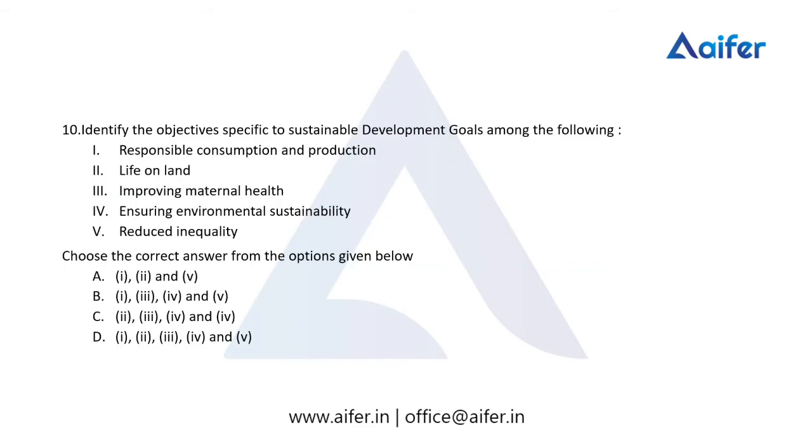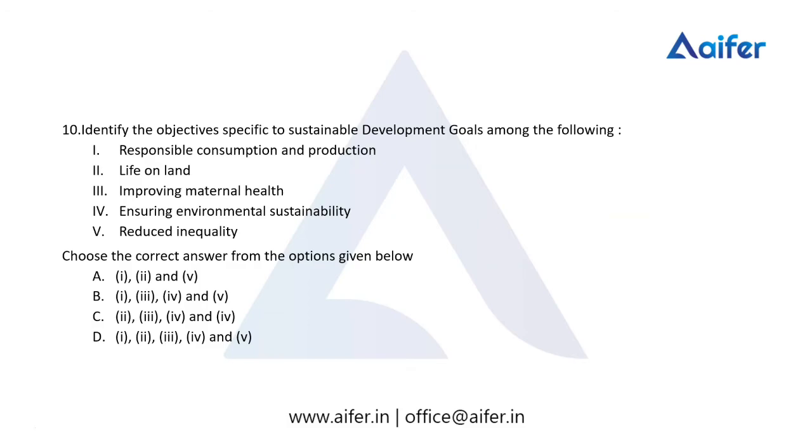Moving to the next question number 10, the last question in this set. It's a question similar to question number 7 we have already discussed. Identify the objective specifics to sustainable development goals among the following. They have given different goals. You want to select the set of sustainable development goals out of the given different options. We have first responsible consumption and production, then life on land, then improving maternal health, then ensuring environmental sustainability, then reduced inequality.